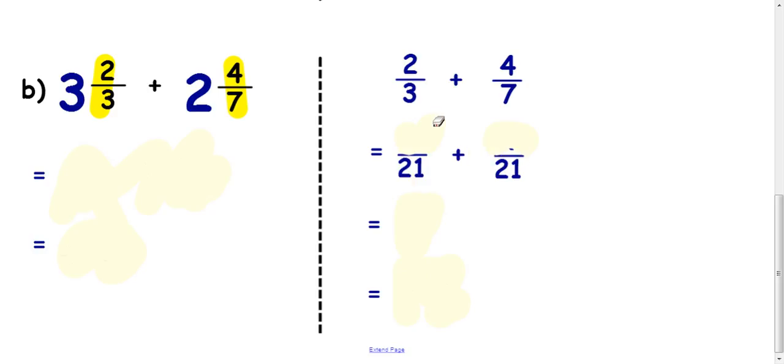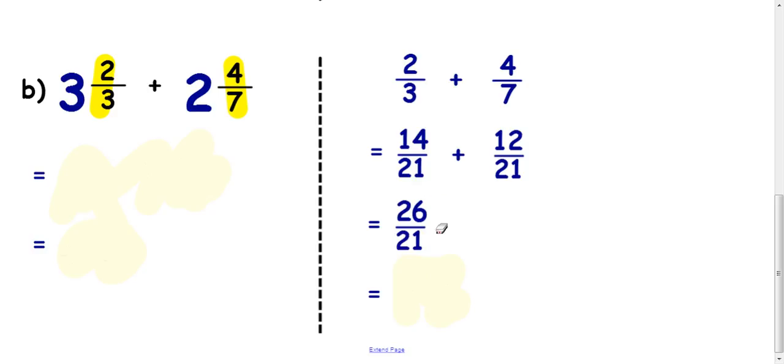And then I'm looking to get my top number. So 3 times what makes 21? That's 3 times by 7. Do the same to the top. That's 14. 7 times what makes 21? Well, we times by this 3. So 7 3s are 21. Do the same to the top. 3 4s are 12. Add the 12 and the 14, so you get 26 21sts.